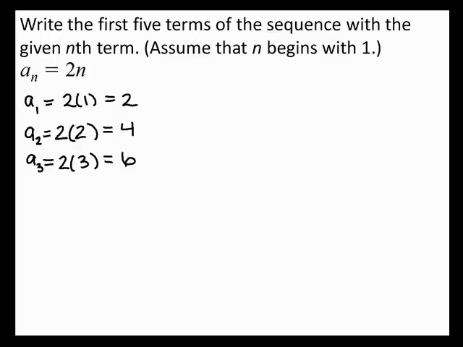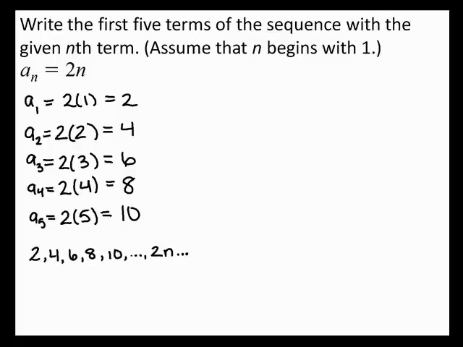Substitute 4 in for n. Simplify 2 times 4. You find that a4 is equal to 8. Substitute 5 in for n. Simplify 2 times 5. You find that a5 equals 10. The first 5 terms of the sequence are 2, 4, 6, 8, and 10.